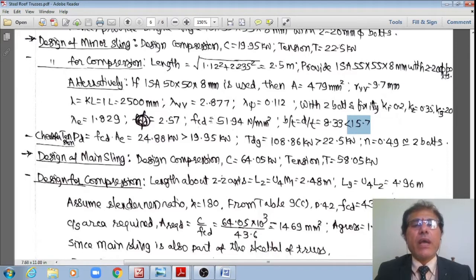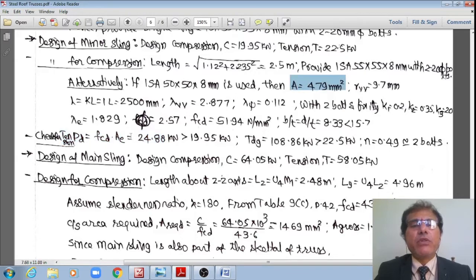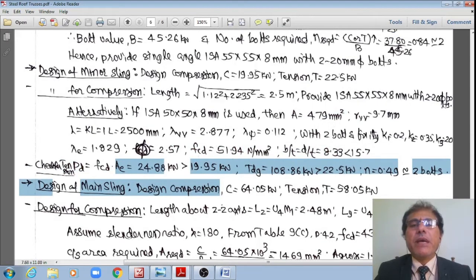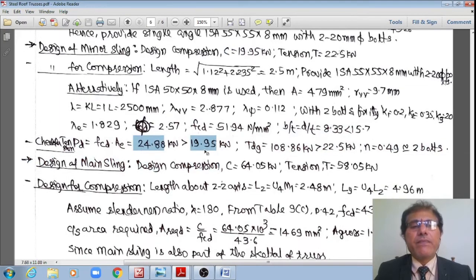Therefore, now I can calculate the actual compression stress or design compression stress. It now works out Pd is equal to fcd multiplied by Ae. But fcd just now I got that result as 51.94, that multiplied by that effective area. Effective area is equal to 479 divided by 10 to the power 3. It works out, say, a value 24.88 kilonewton. However, my target was only 19.95 kilonewton. Therefore, it is much greater than that required demand. This is the supply.